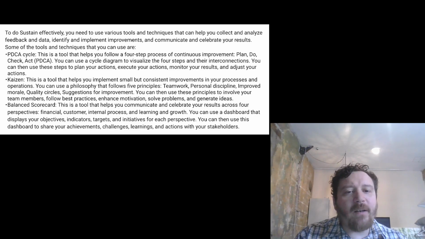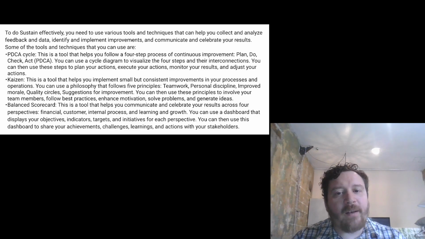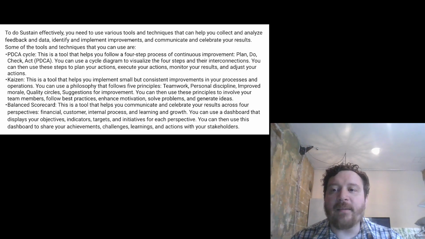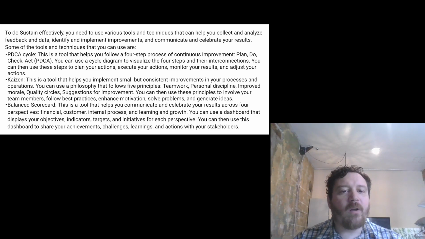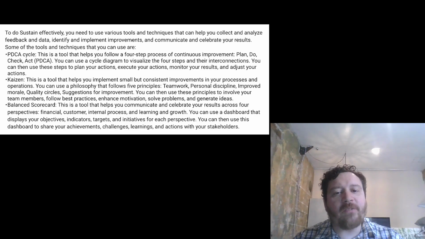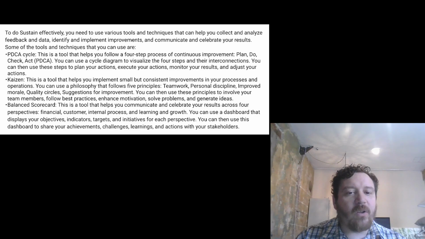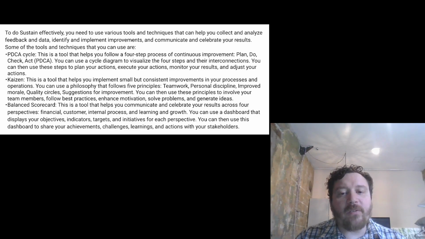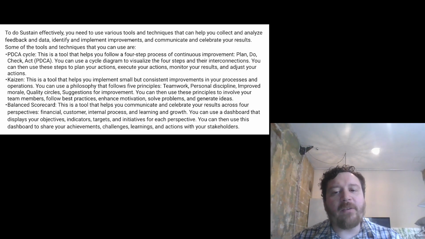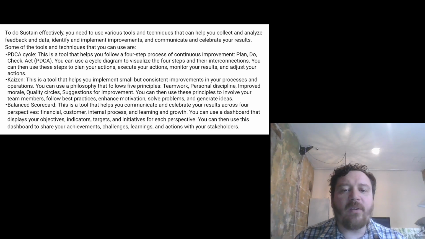Plan. We planned our actions based on our goals and objectives that we set in the Strategize stage. We also planned how to measure our performance using KPIs that we defined in the Streamline stage. Do. We executed our actions based on our strategies and tactics that we designed in the Strategize phase. We also executed our processes and operations based on our solutions and improvements that we implemented in the Streamline stage.